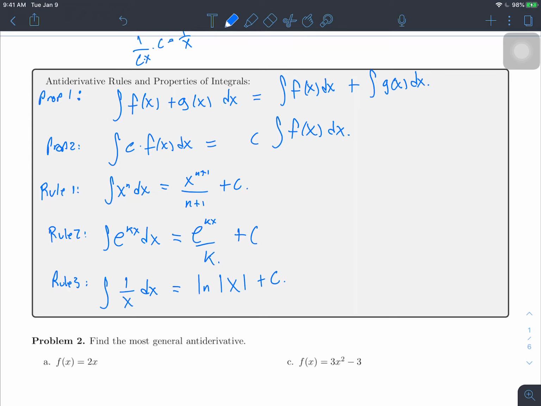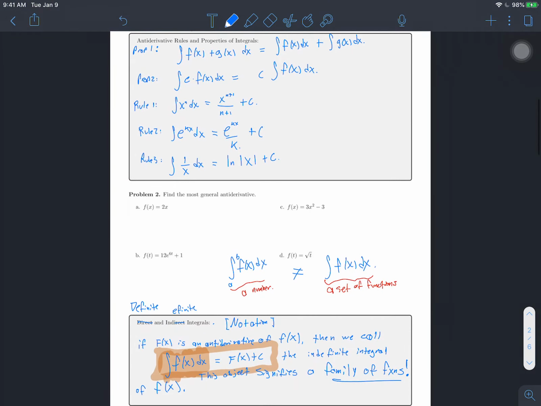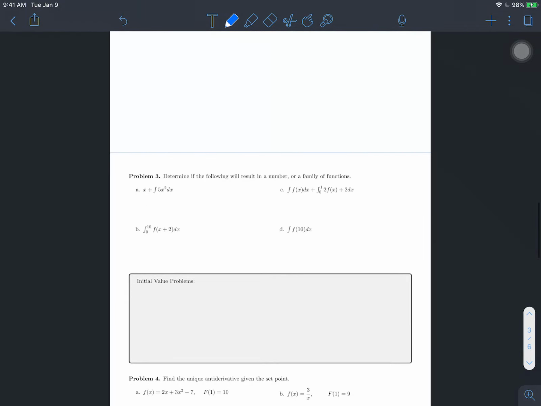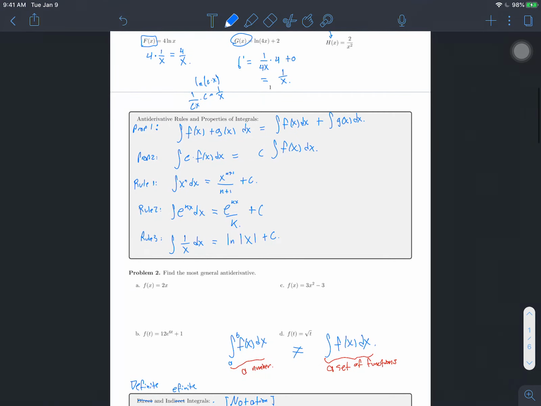Okay. Are there any other rules that are really important? Okay, I can't think of any others that are really important off the top of my head. Let's see how much time we got. 15 minutes.